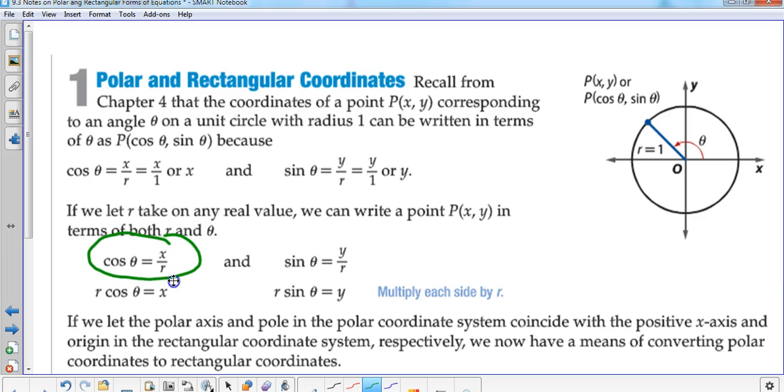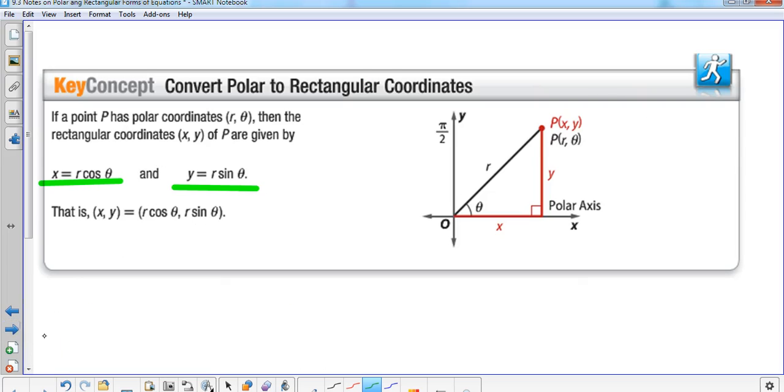Okay. I'm not going to spend a lot of time on this slide, other than to say this looks familiar. Cosine is x over r, so x is r cosine theta, and r sine theta is y. Okay? Those are the conversions we're going to use. So did we not just write that on the last slide? We are so smart. Okay.